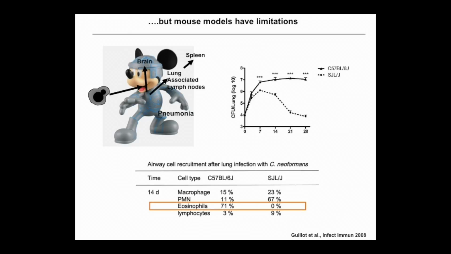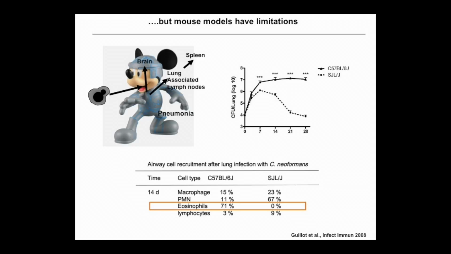But mice also have some limitations, okay? So here's two different mice, C57 and SJL/J. And you can see that if you infect the mice in a posterior pharyngeal pulmonary model, one mouse, the C57, the CFU in the lung go up quite a bit, whereas the other mouse will clear it. And the number of cells that you recruit in the two different mice. You can see with the C57, we see things like eosinophils, which we don't tend to see in cryptococcal infections. So it's not a very good model of human infection.